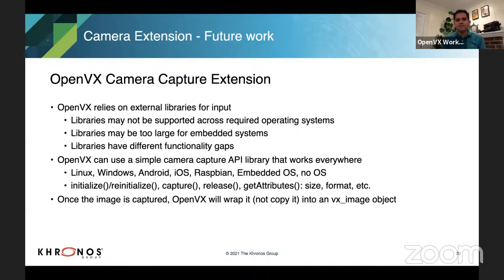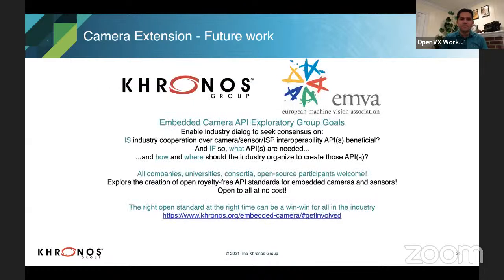So once the image is captured, the OpenVX will wrap the image into an OpenVX image, and then it runs through the whole graph as it would in any other graph. And this would allow basically the developer to move his application easily across different operating systems and across different hardware vendors.